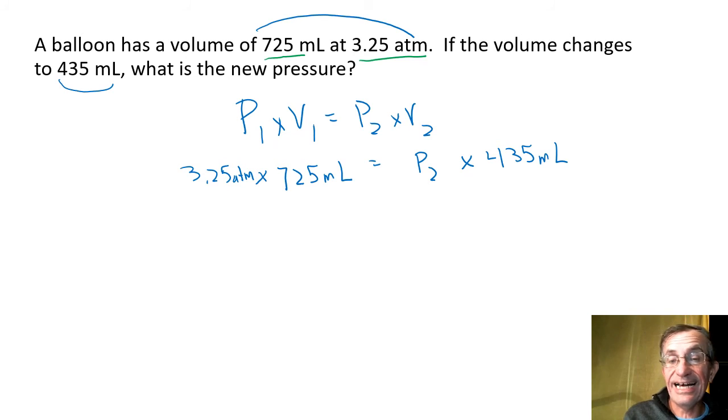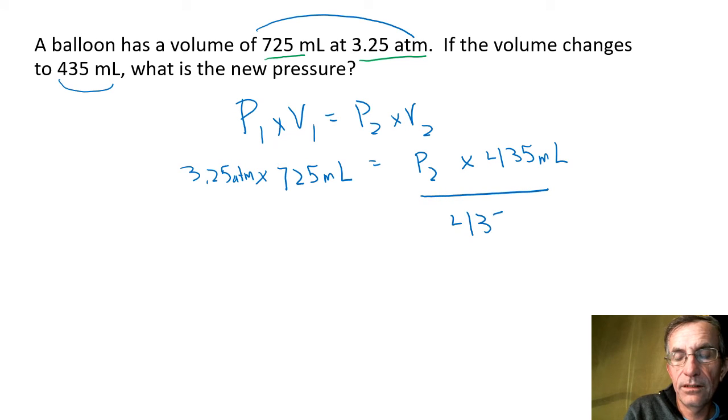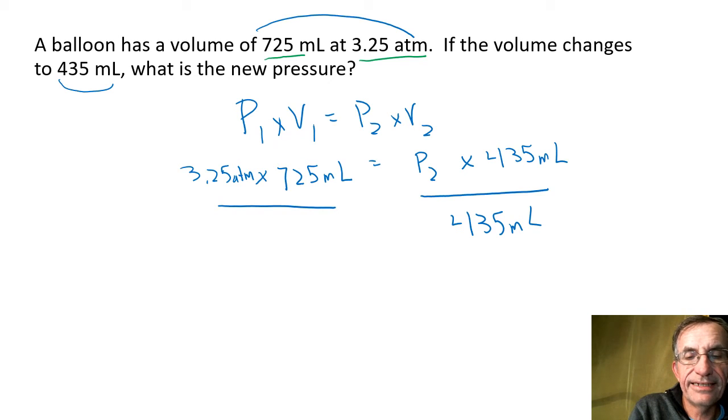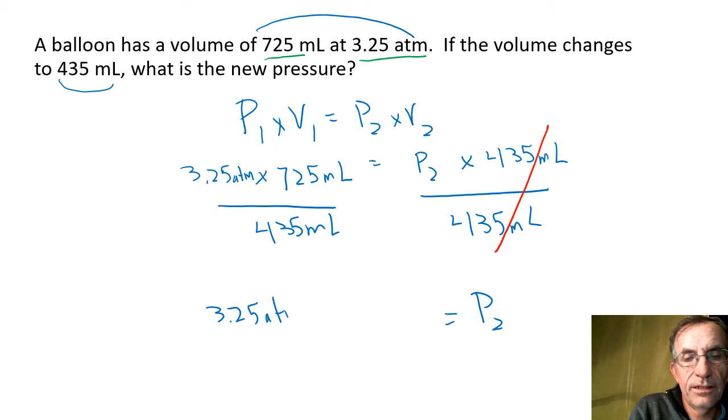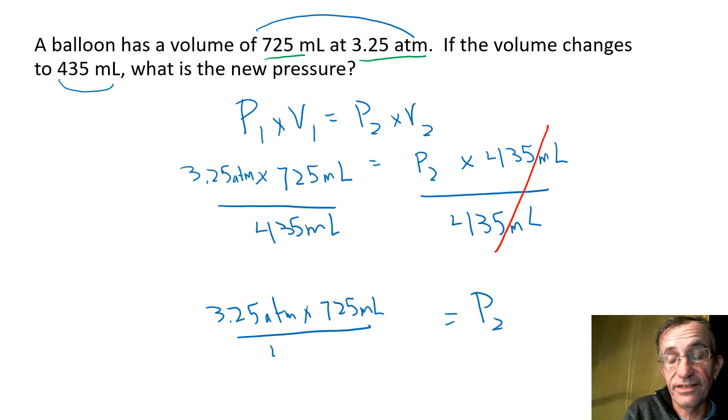You should divide by 435. Does that look right? Yeah, you got to divide by 435. Why? Because you need 435 to cancel out. Then when that happens, you're going to get P2 equals 3.25 times 725 divided by 435.